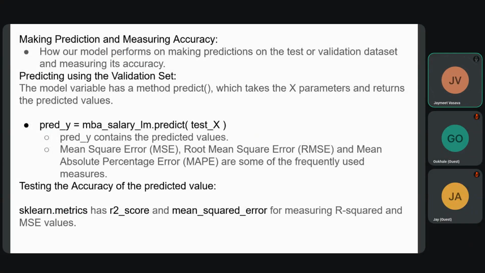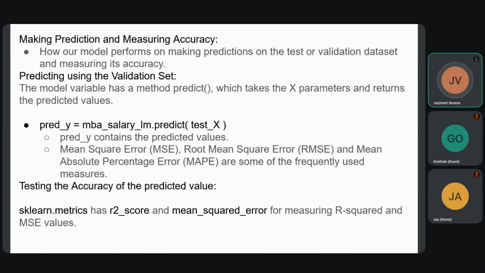Making the prediction and measuring the accuracy of the model. So how our model performs on making predictions on the test and validation dataset and measuring its accuracy. Predicting using the validation set. The model variable has a method predict, which takes the x parameter and returns the predicted values. So we'll create a pred_y for MBA salary ln and predict the test x, giving it the argument test x for the predict method.